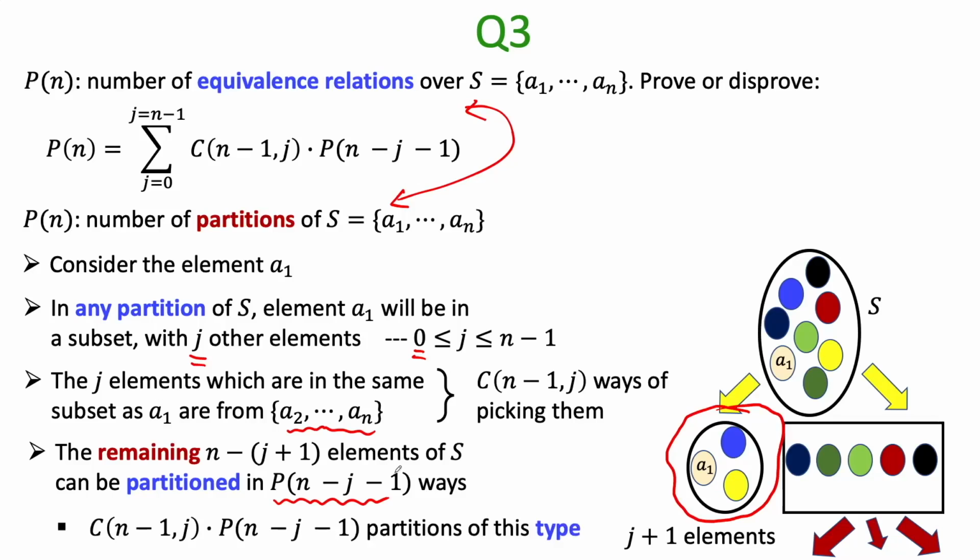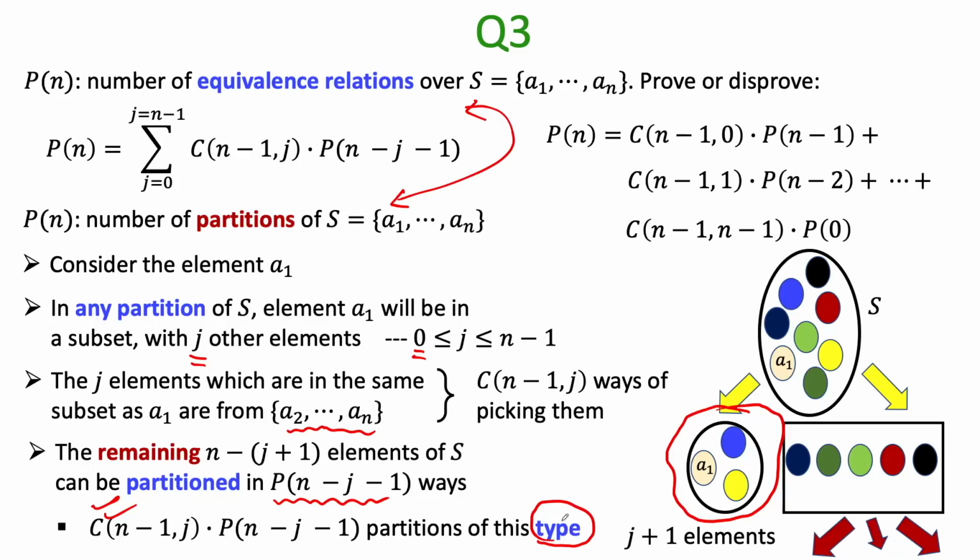So once you have decided which j elements to put along with A1, these will be the total number of ways in which you can partition the set S. So that gives you one type of partition. Now since j ranges from 0 to n minus 1, you have n such possible types of partitions. So that's why we get this overall formula. My first class of partition is where the element A1 is the only element in its subset. The remaining n minus 1 elements are now partitioned into various subsets. So that's one category of partition.